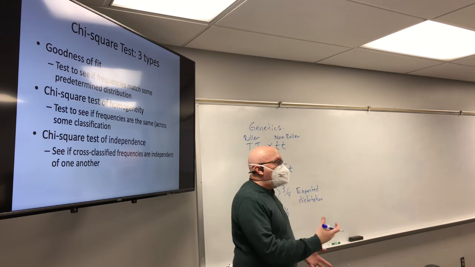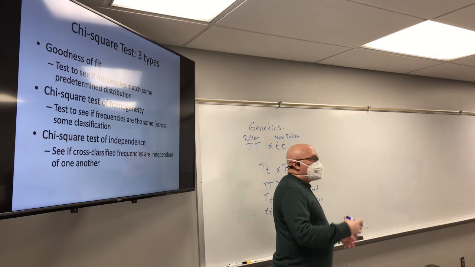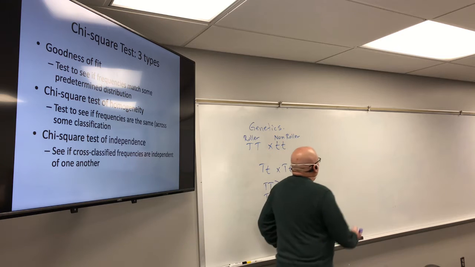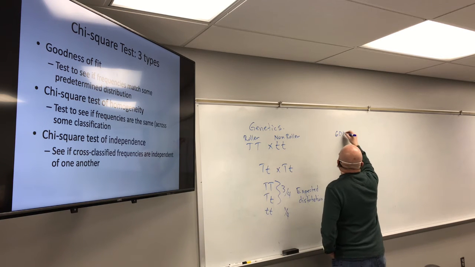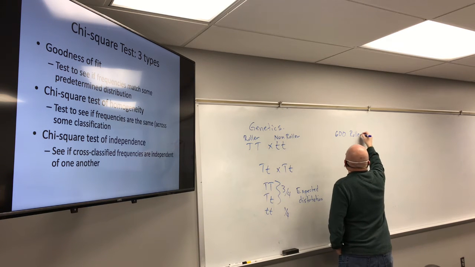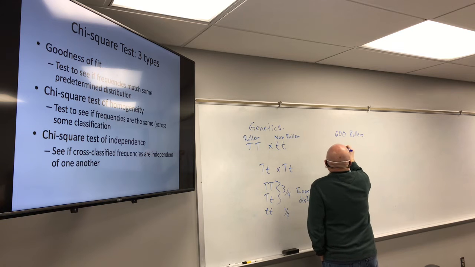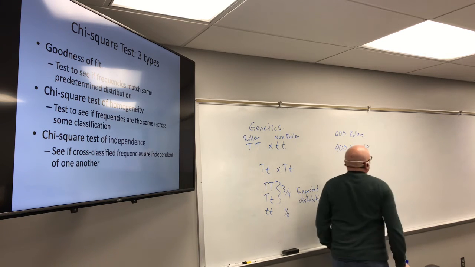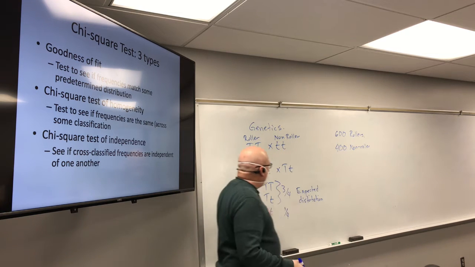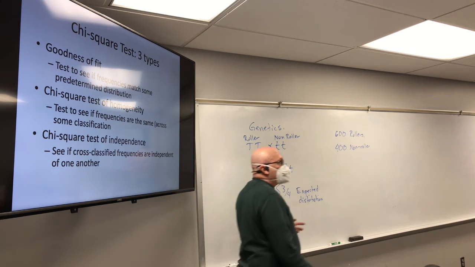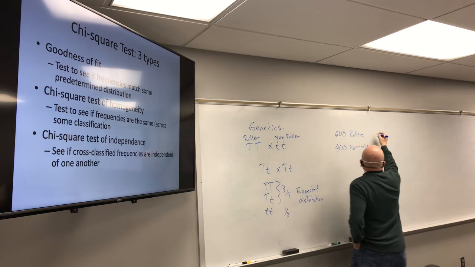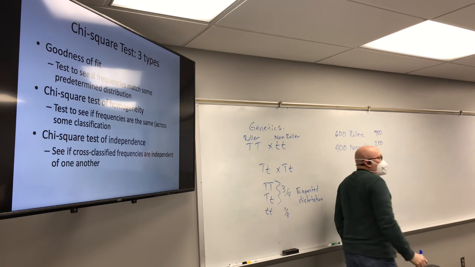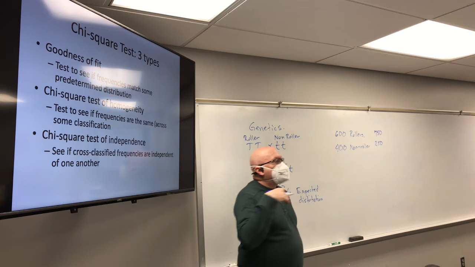Now, if we go out to a population of 1,000 individuals that we got from this cross, and we find that 600 of them are rollers and 400 of them are non-rollers, we can test that to see if it differs from what we expected, because what we expect is 750 rollers and 250 non-rollers. And so this is a goodness of fit test.